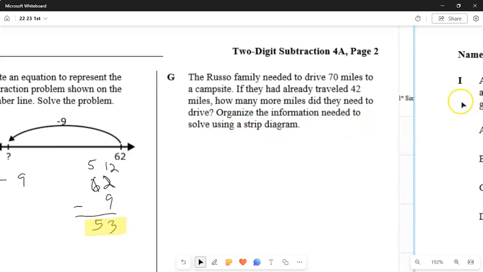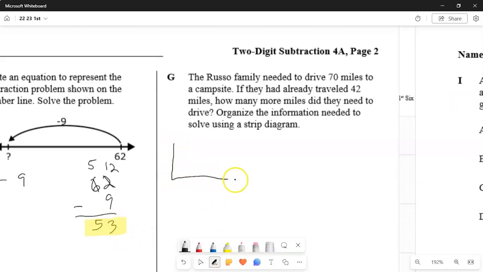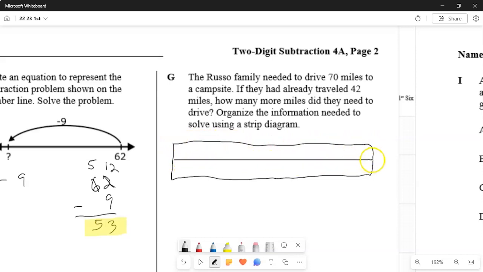Okay, so if I do a strip diagram, we draw a rectangle right there. Okay, and then I draw a line through it right there like that. Okay, and line down like this. And so they need to drive 70 miles. Okay, they've already driven 42 miles. Okay, the math problem I'd actually use to solve it, I'll go and solve it. So that's 70 minus 42.